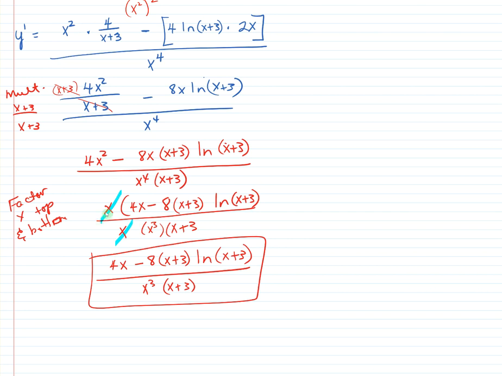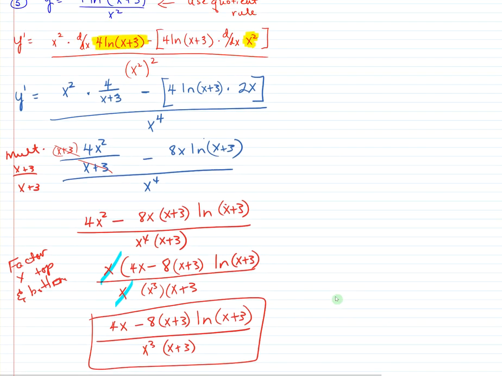So really it was just some algebra to rearrange things and clean it up as best we could. This is our final answer. And that should get you through 12.5.